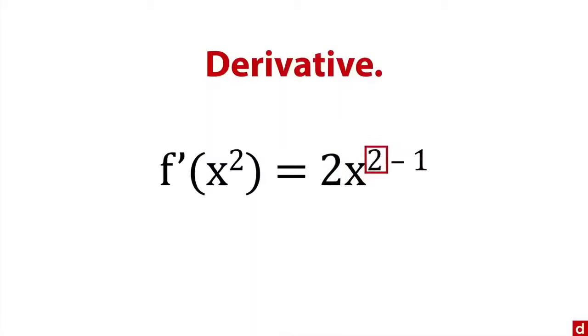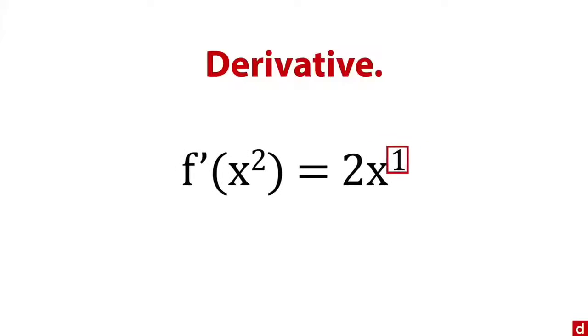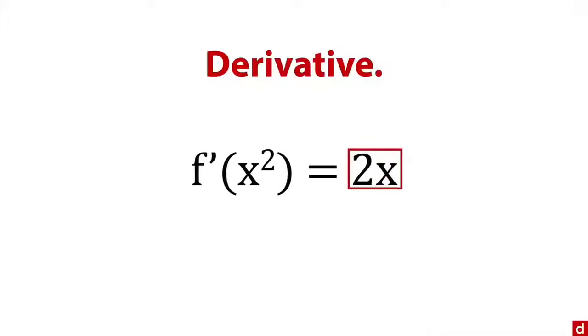And then we can do a little bit of subtraction. 2 minus 1 is 1. And truthfully, you can just ignore that and you get 2x. That is the derivative. So what we have here is the derivative of x squared is 2x. That means the slope at any given point of the curve is 2x.